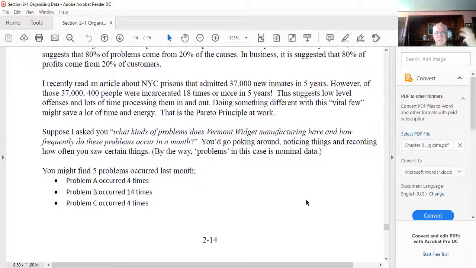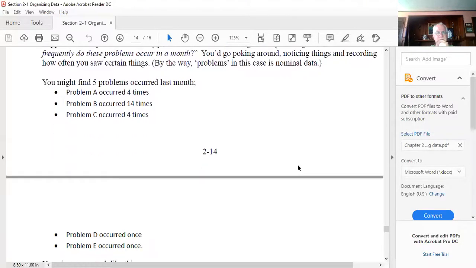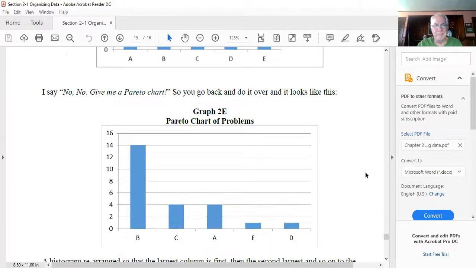I'll give you an example here. Suppose you're at Vermont Widget, and I ask you, what kind of problems does Vermont Widget have? You go around and you notice things and you record stuff, and you come back and say, there's 5 different kinds of problems you tend to have around here: A, B, C, D, and E. And you do a little chart, do a graph and say, here's what those things are. Now, a Pareto graph is real simple. What it does is it takes the same thing, but it changes it so the biggest one comes first. It looks like this.